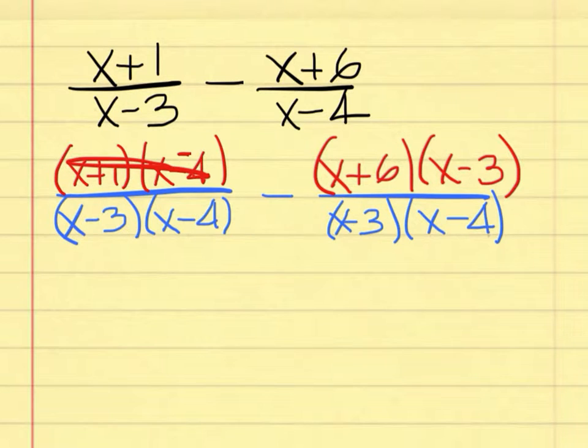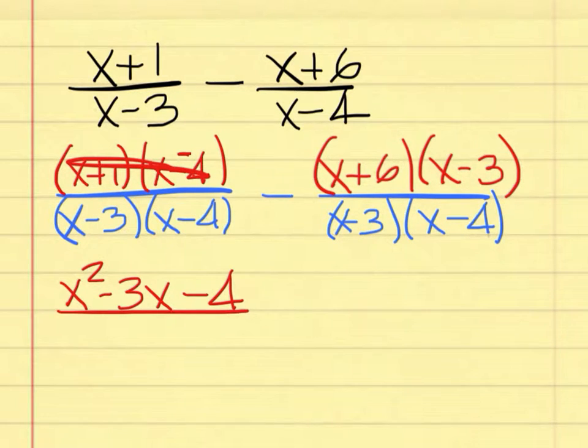That goes to Murray. X squared minus 3x minus 4 is right. On the bottom of that same fraction, what is x minus 3 times x minus 4, Davis? X squared minus 7x plus 12. That's right, x squared minus 7x plus 12.